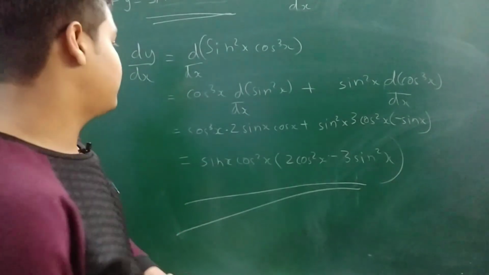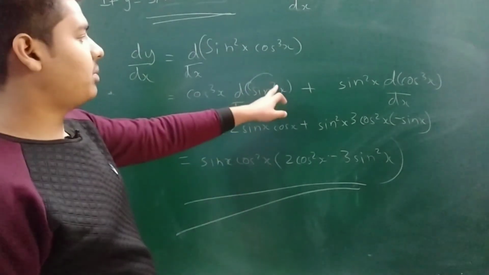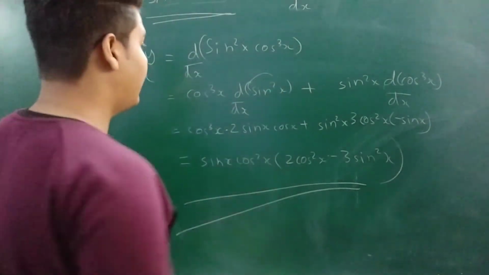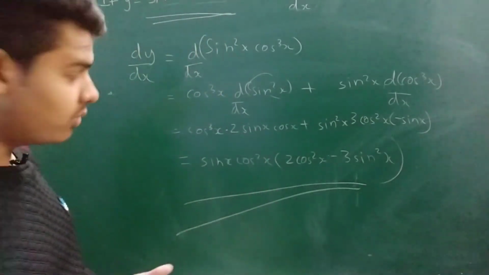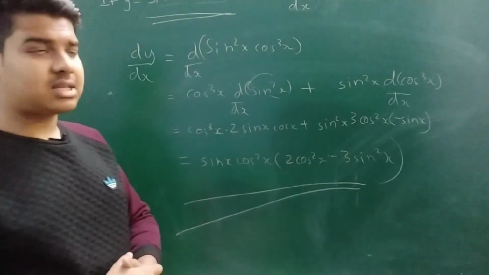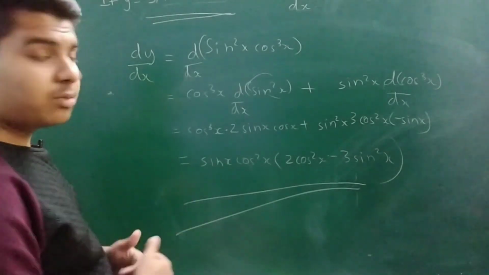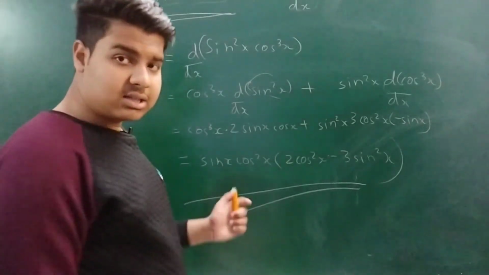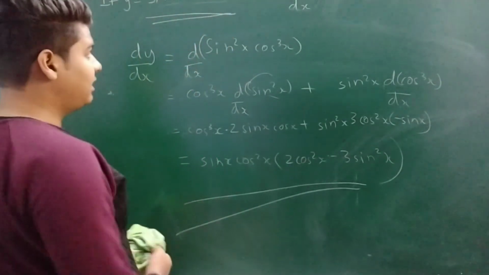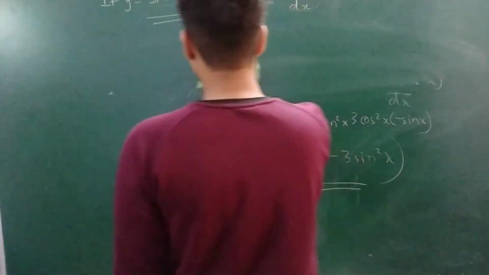And the method of differentiation: first, the power comes in front. Then from the power, 1 is subtracted, and then sin x and cos x are respectively differentiated to cos x and minus sin x. The differentiation tips should be kept in mind. Otherwise, this question will not be solved. So I erase this and I'll write the next question, which is also based on product rule.